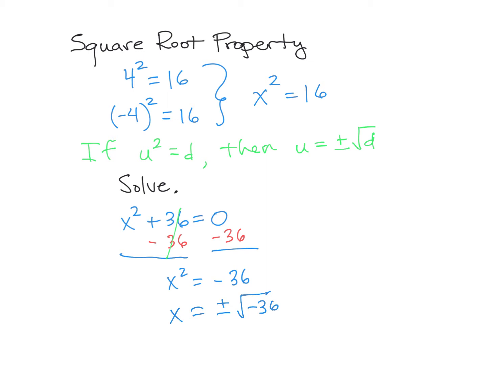And then I just simplify my square root. So I have plus or minus the square root of negative 36 simplifies to, well, the square root of the 36 is a 6, but the square root of that negative, or negative 1, is that imaginary number i. So my two solutions are x equals positive 6i or negative 6i. So if I'm being real fancy and write this as a solution set, my solution set would be 6i and negative 6i. Okay?